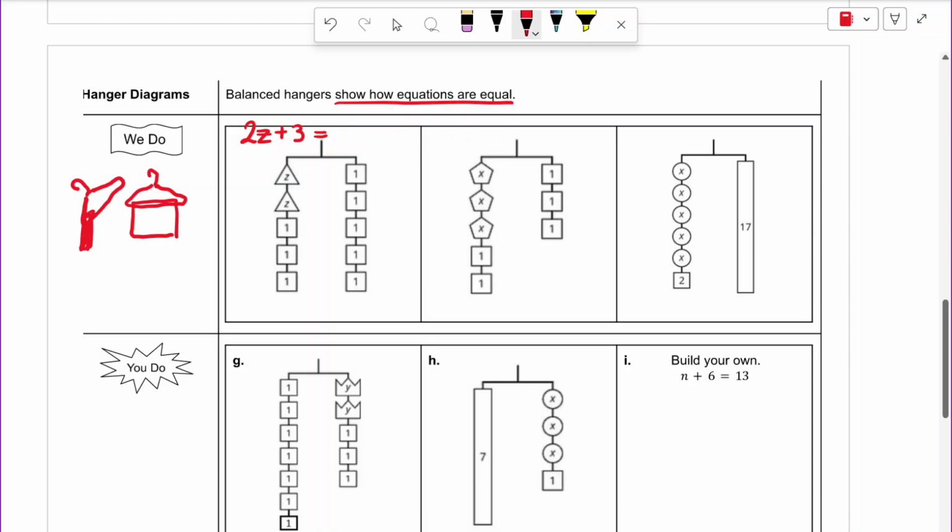Now this hanger is balanced. It's balanced with exactly the other side. The other side says that it has 5 units. So on this side we put a 5. And the hanger says it's balanced because it says in math that it is balanced.